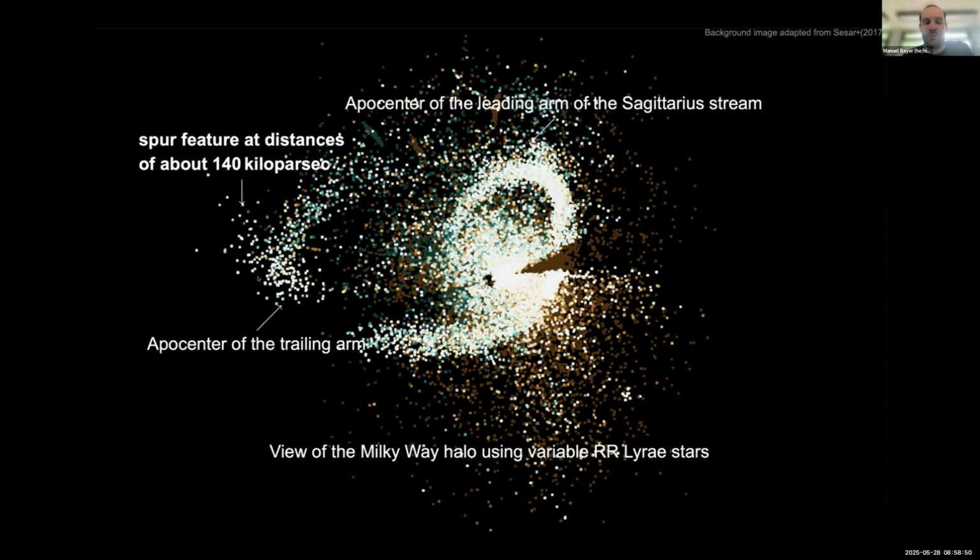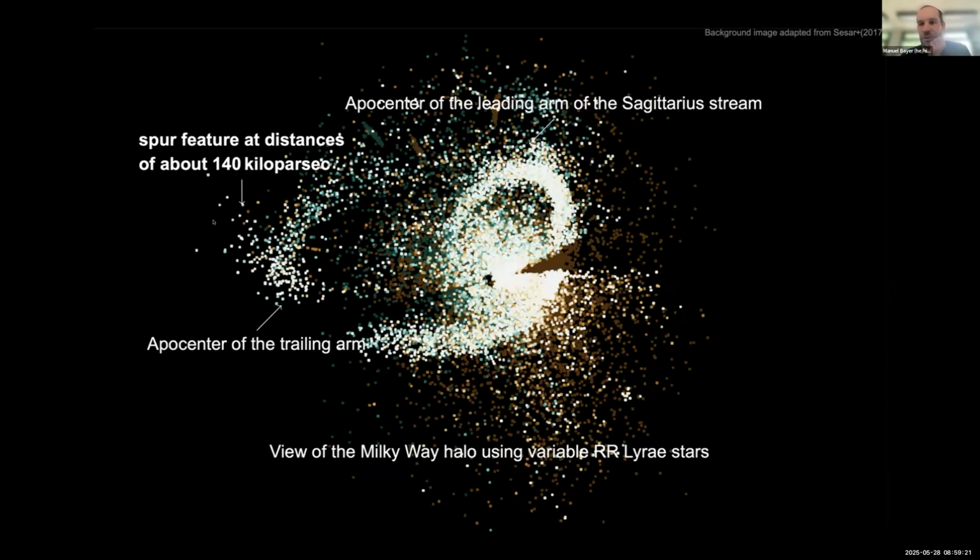But of course, if we also want kinematic constraints on this distant part of the Sagittarius stream, which might be interesting to constrain current Sagittarius stream models but also the galactic gravitational potential at these distances, we really need kinematics. And RR Lyrae stars, while they're good spatial tracers of the halo, don't serve that well as kinematic tracers, just due to their variable nature.